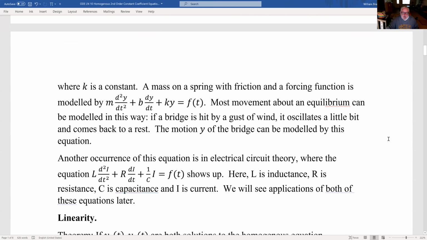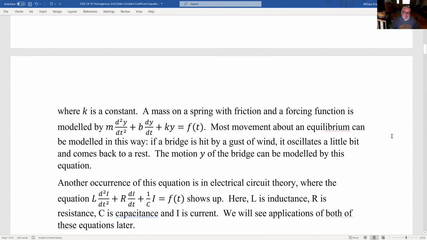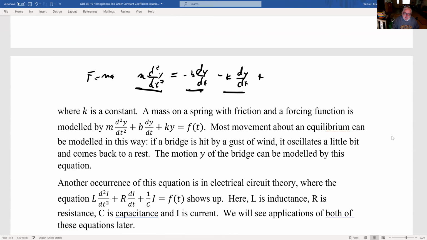So if we actually start with F equals ma, that's mass times d squared y dt squared. For a mass on a spring, that will be equal to minus b dy/dt minus k y. So the force is the force of friction, the force of the spring, plus whatever forcing function you're applying. And so that means that second order linear constant coefficient equations are what masses on springs look like.